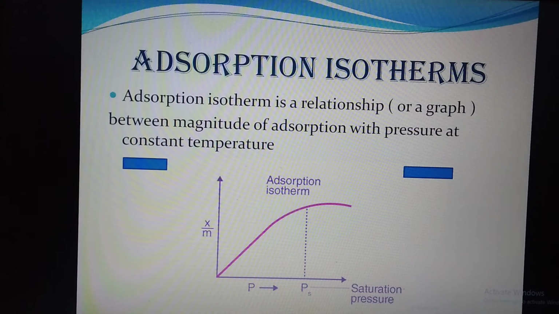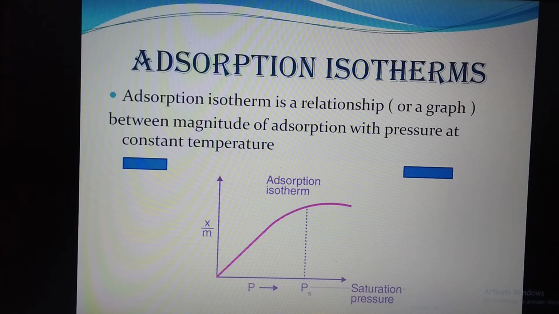Okay, now we'll go to the definitions. You can see the graph. From the graph, it is clear that the extent of adsorption x by m increases with increase in pressure, and reaches a maximum at Ps, the saturation pressure. At Ps, the rate of adsorption becomes equal to the rate of desorption, thereby dynamic equilibrium is reached. After this, if you give more pressure, desorption will occur. Further increasing the pressure does not alter the equilibrium. Okay, guys.